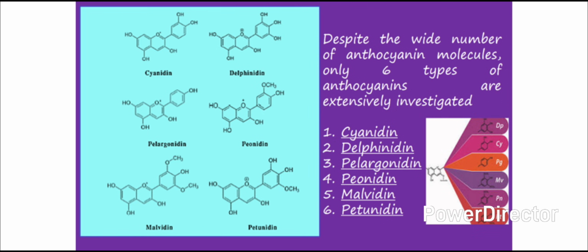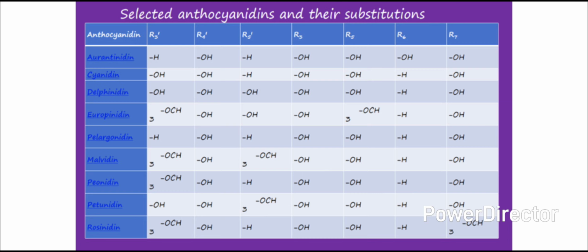Despite the wide number of anthocyanin molecules, only 6 types of anthocyanins are extensively investigated. These are cyanidin, delphinidin, pelargonidin, peonidin, malvidin, and petunidin.